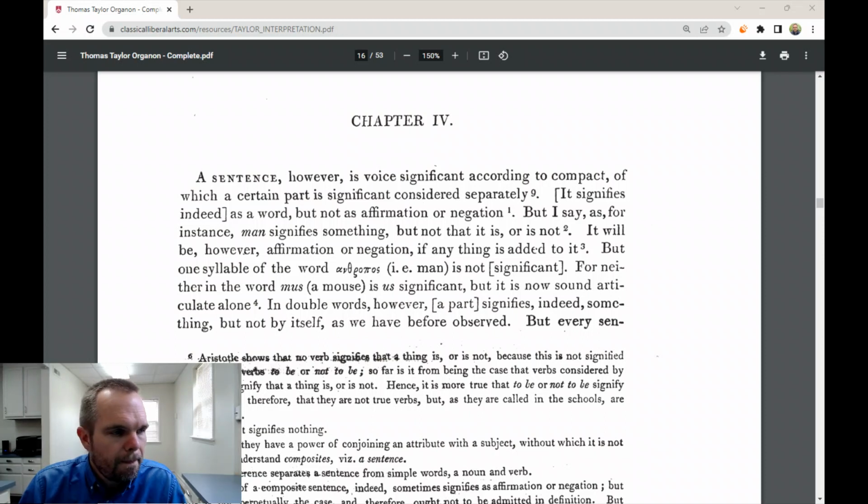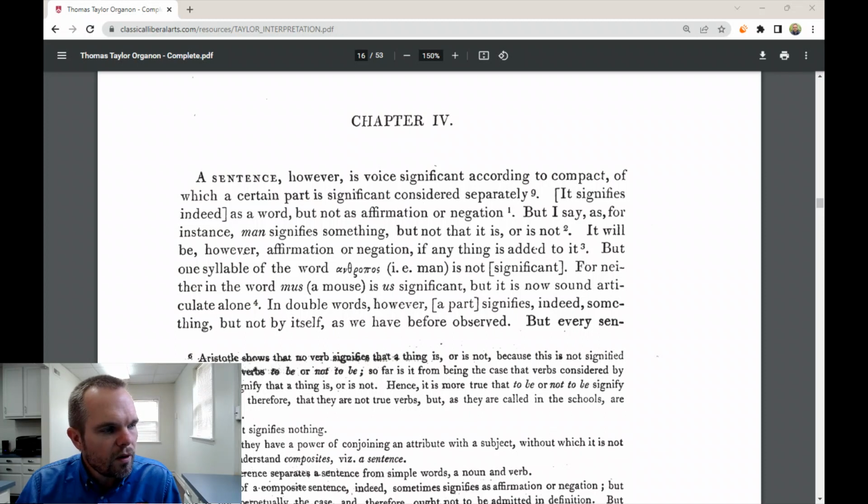Okay? So the part of a sentence can express affirmation or negation when it's joined to another part of speech to form a sentence. He goes on here to say, but one syllable of the word anthropos, which is just the Greek word for man, is not significant by itself. And he gives us another example here.